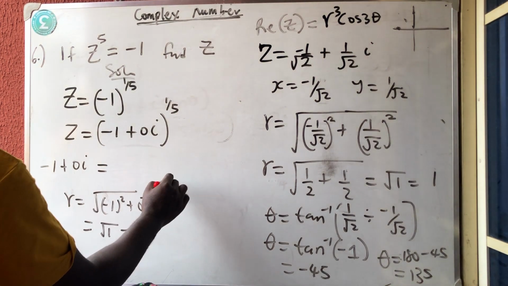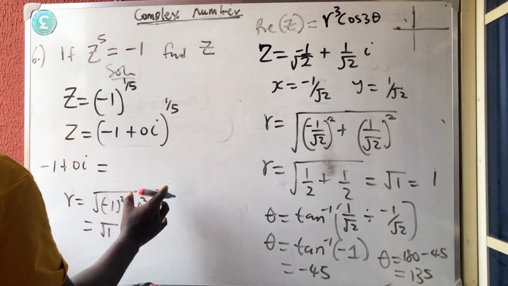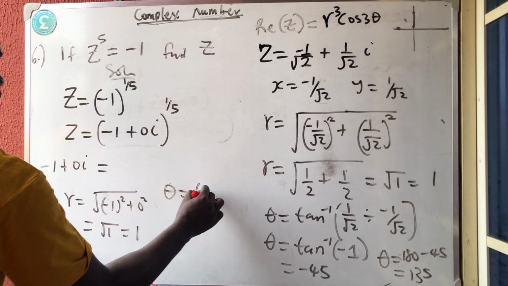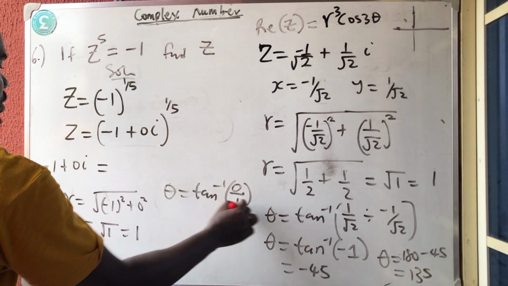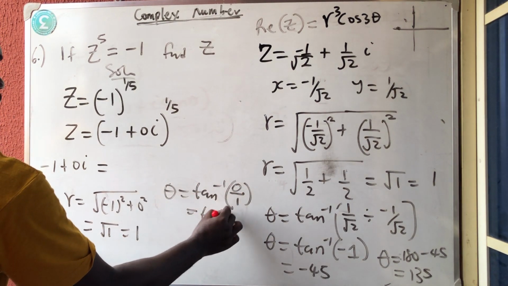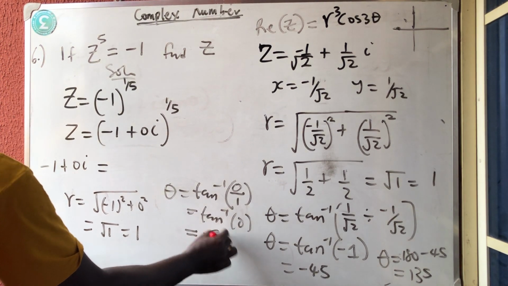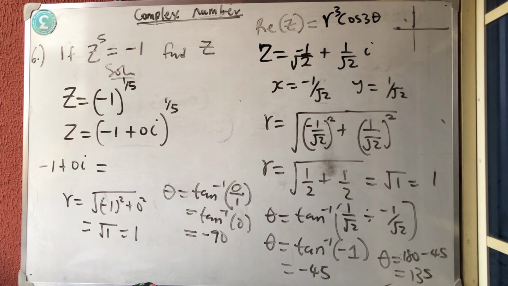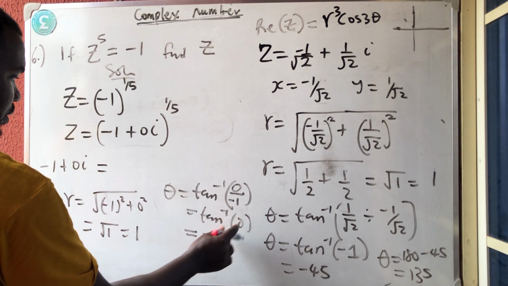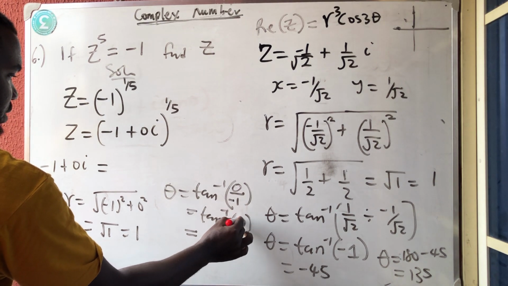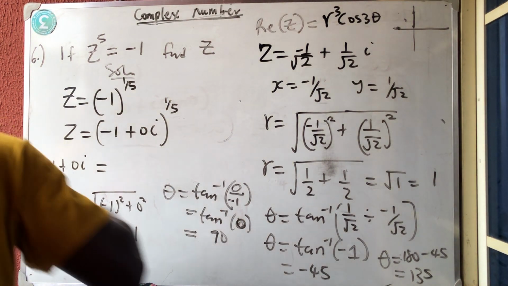So let us get our theta. Theta is equal to tan inverse of 0 over 1, which is tan inverse of 0, and that is minus 90. Let us check it though. This is 0 over minus 1, which is even 90, because anything divided by 0 is 0. So which is 90. I'm having 90.